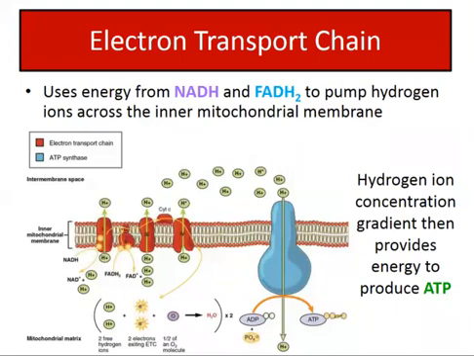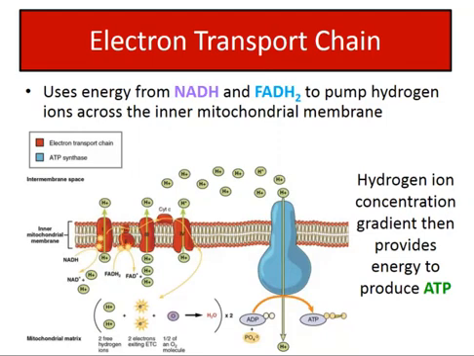So our electron transport chain is located within the inner mitochondrial membrane of the mitochondria. And we have a series of membrane-bound electron carriers located in the inner mitochondrial membrane. The mitochondria has two membranes, an outer membrane and an inner membrane. And within the inner membrane, we have our mitochondrial matrix.